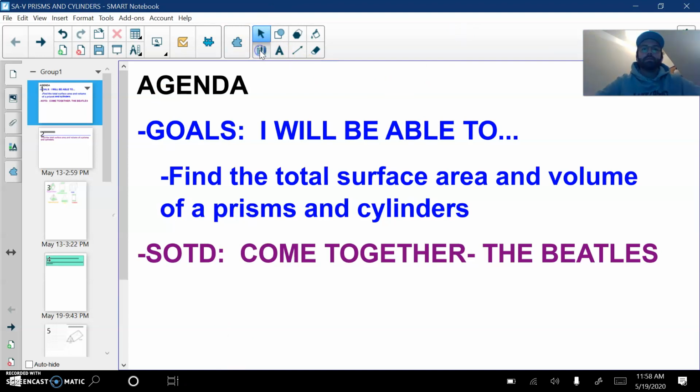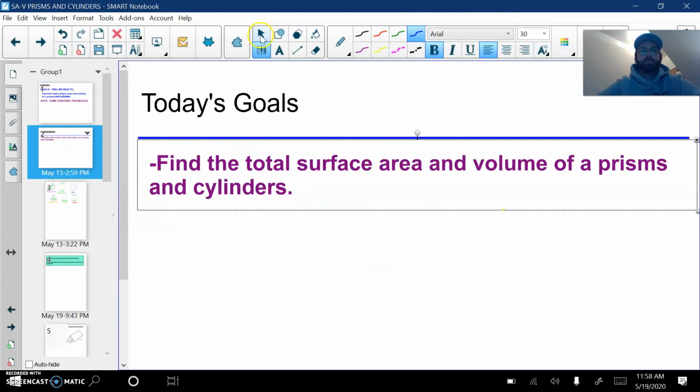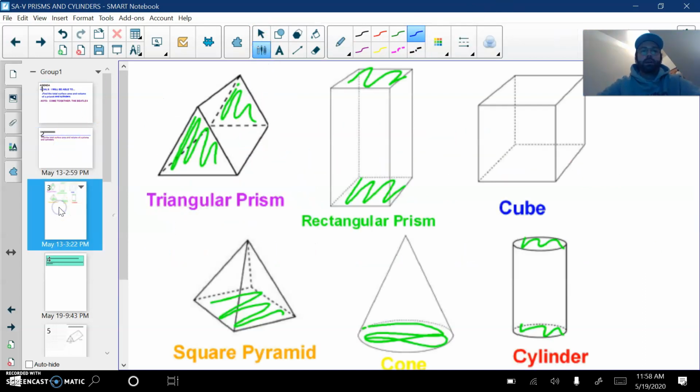Today we're talking about surface area and volume of prisms and cylinders. All right, we get into our 3D shapes. So those are our goals for today. Okay, let's talk about prisms first.